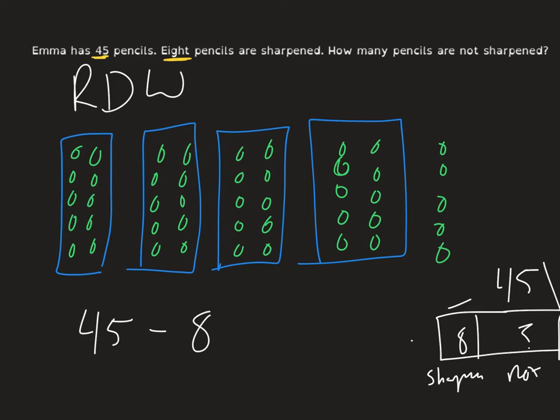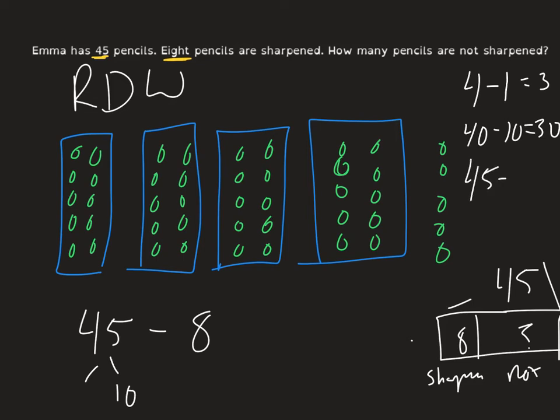45 minus 8. Let's start off with our number bond. Except this one's not going to be clean. This one's going to be a little bit messy. 45 minus 8. Well, if we pull 10 out, 4 minus 1 equals 3. So 40 minus 10 equals 30. But this is 45. Okay, so what if the 5 comes along with?